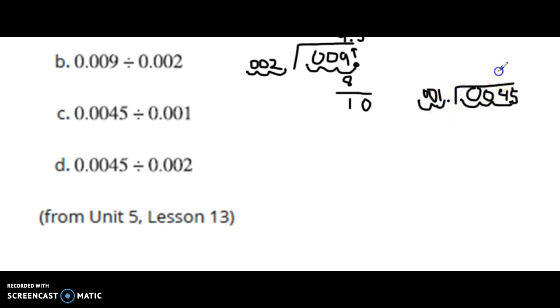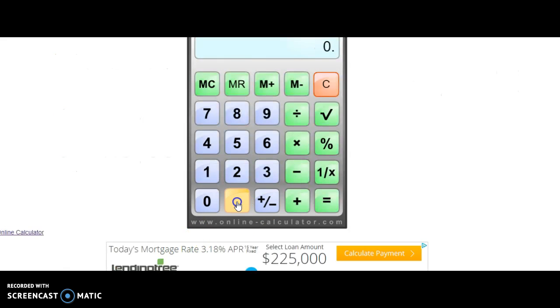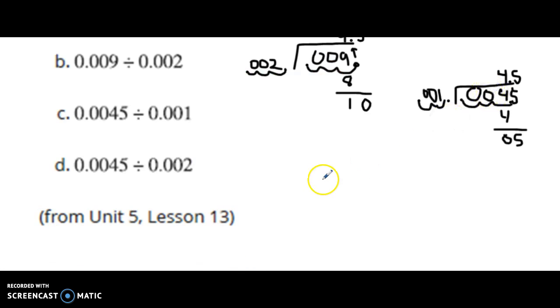1 goes into 4 4 times. 4 times 1 is 4. So I'm left with 0. I'm going to drop my 5 down. 1 goes into 5 5 times. My decimal gets split up. So my final answer is 4.5. I can check it using the calculator. So 0.0045 divided by 0.001 gives me 4.5. Let's double check that's what we got. Yep, we're correct. Okay, last one.